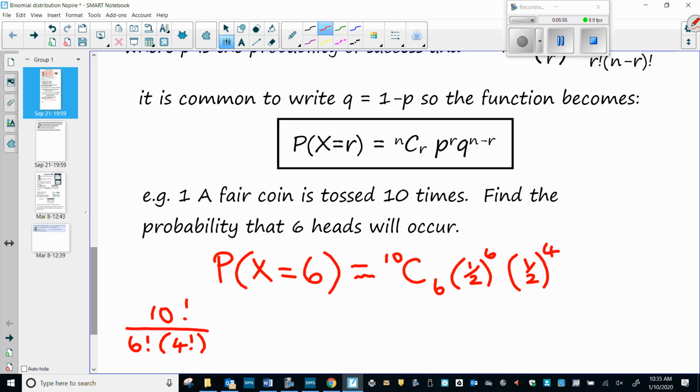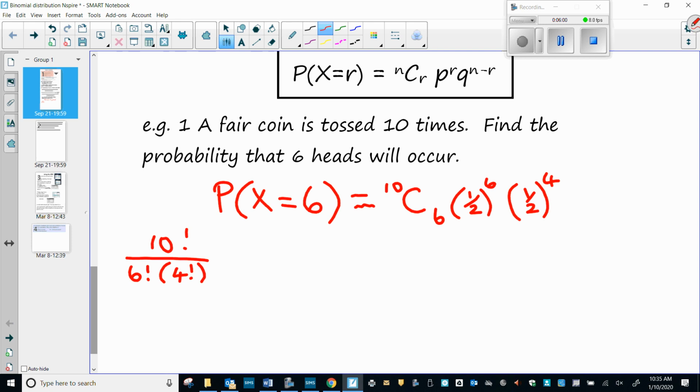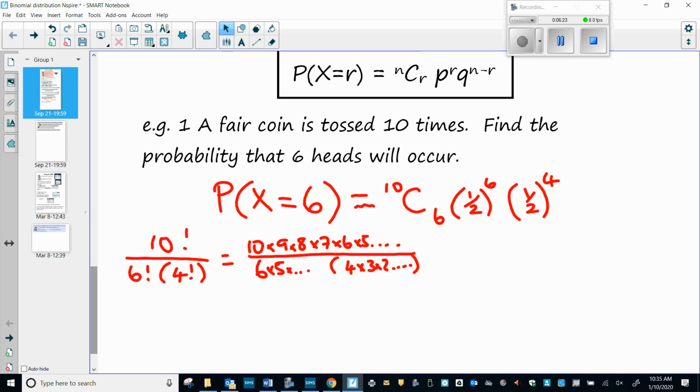Now, do you remember the sneaky thing that I was telling you when doing these? Because you have a 6, you can cancel out. You can often cancel them out, yes. So this is obviously 10 times 9 times 8 times 7 times 6 times 5, and so on. And then this one is going to be 6 times 5 times and so on. And then this is 4 times 3 times 2 and so on. Okay? So I'm going to get rid of all of these, and then from there down.